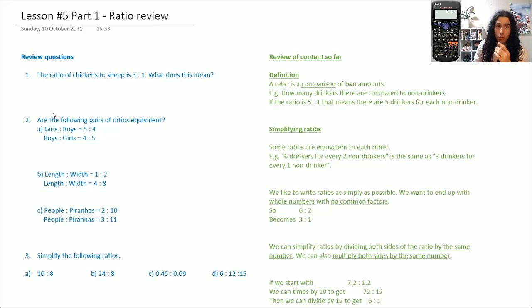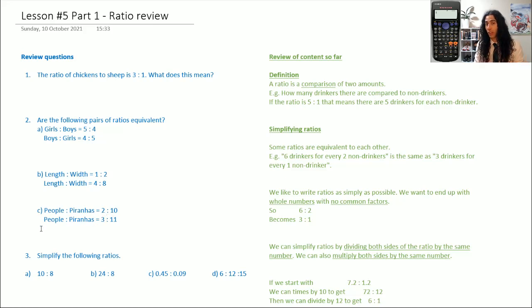So the review questions, number 1, the ratio of chickens to sheep is 3 to 1. What does that even mean? Then you have number 2. Are these pairs of ratios equivalent? Girls to boys 5 to 4, boys to girls 4 to 5. Are those the same? And then we have length to width is 1 to 2, length to width 4 to 8. Number C, people to piranhas 2 to 10. And then people to piranhas 3 to 11. Are those ratios the same?